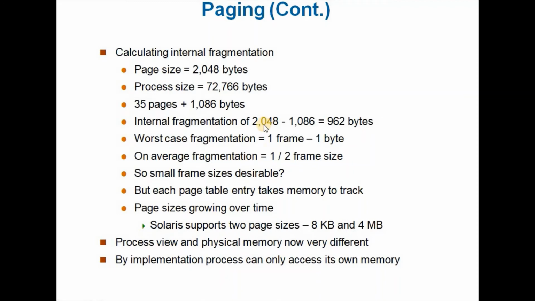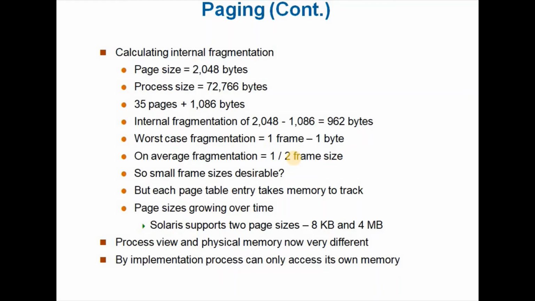So we will subtract this 1086 from 2048, which will give the internal fragmentation. So the size of the internal fragmentation will be 962 bytes. The worst case fragmentation is equal to 1 frame minus 1 byte. That means if there are 2048 bytes in a page and we are using only 1 byte, that will be the worst case of fragmentation. On average, fragmentation is equal to 1 by 2 frame size, that is half the frame size.